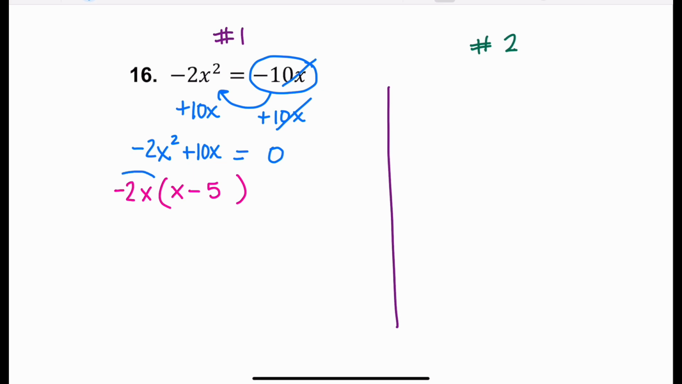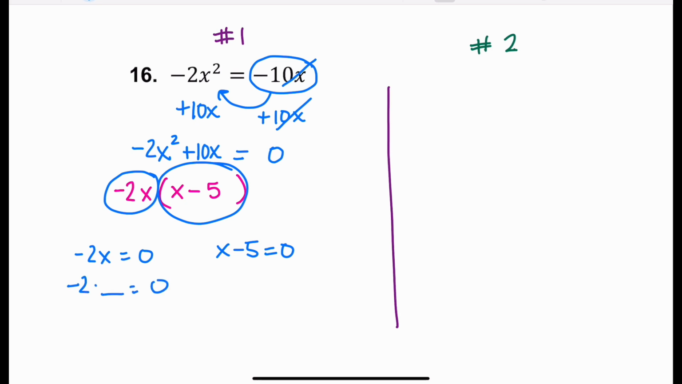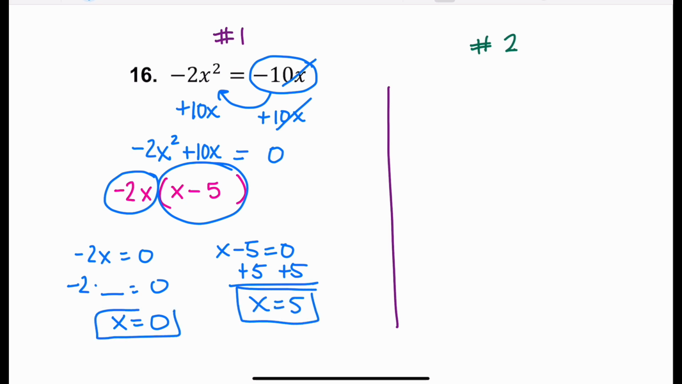Now I have them both set equal to 0, so I'm going to set each piece equal to 0. So I'm going to have negative 2x equals 0, and my second one is x minus 5 equals 0. I have a negative 2 times something equals 0. Negative 2 will never equal 0, so the x has to equal 0 there. X minus 5, the opposite of minus is plus, so I add 5 to both sides. And so x equals 5 and x equals 0, and those are our two answers.